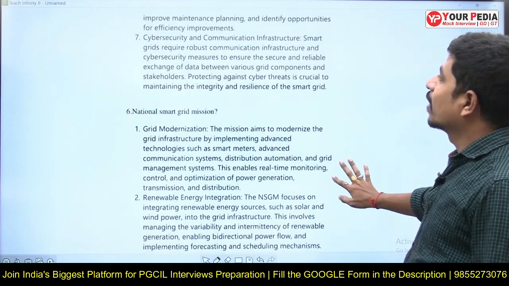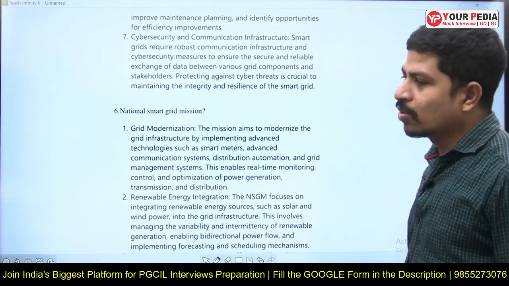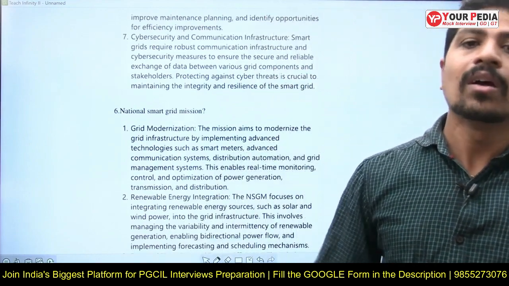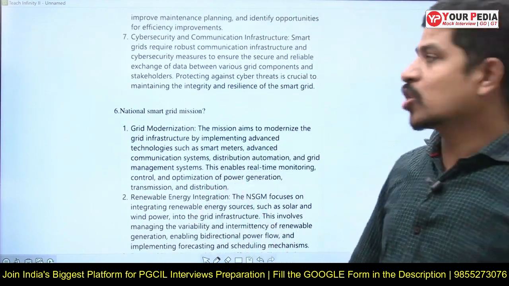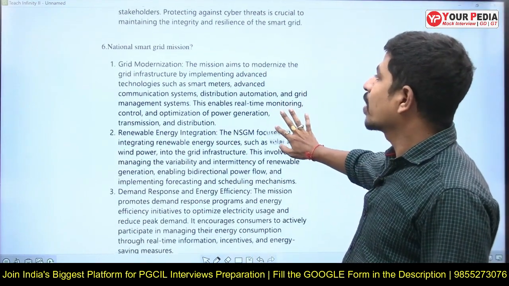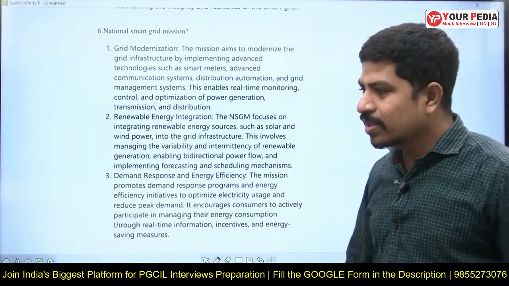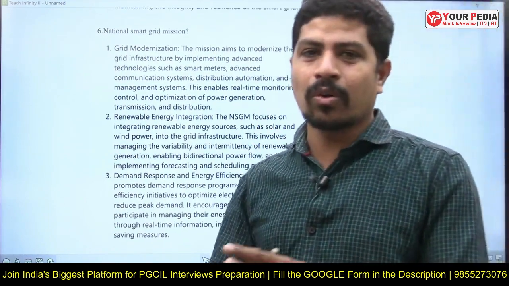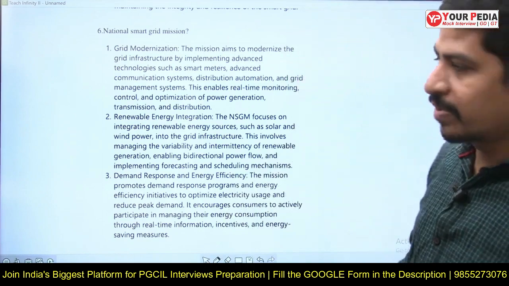And cyber security and communication. These days cyber security is very important, and smart grid has that capacity also. What is the National Smart Grid Mission? These things one must know before you go for Power Grid Corporation of India Limited.